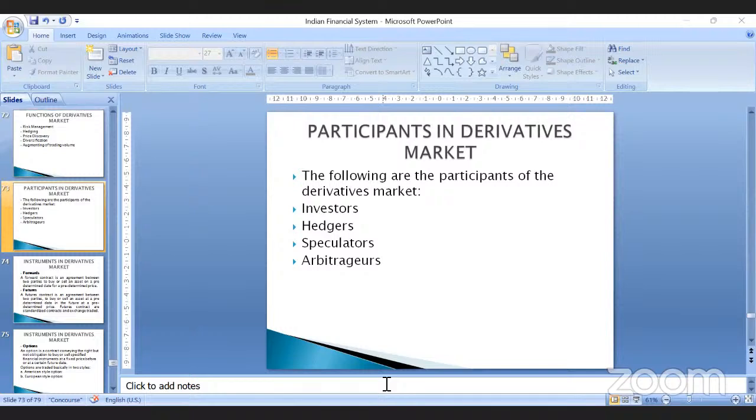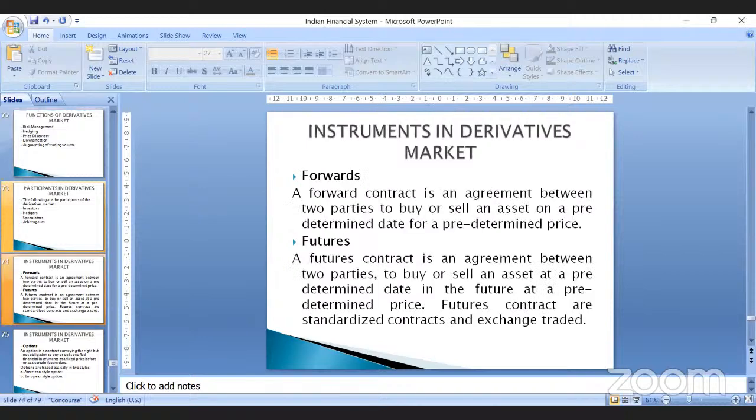Again, just like foreign exchange markets, you also have arbitrageurs here. What they do is, they take the advantage of making money by price mismatches that happen in two different markets. So these are all the participants of what you call the derivatives market. Now, what are the instruments that are used in the derivatives market? The first instrument used in the derivatives market is forwards.